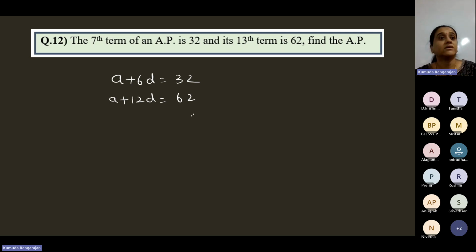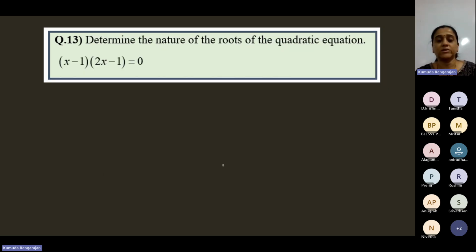Find A and D. A is 5. Okay. So the AP is 2, 7, 12, 17, and so on. If you have not finished this, you can finish it. Next one.